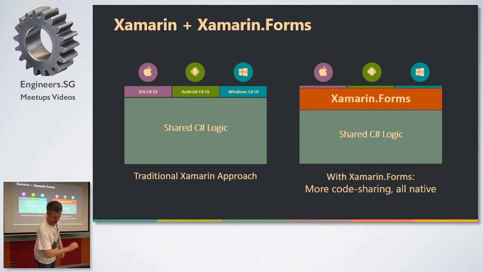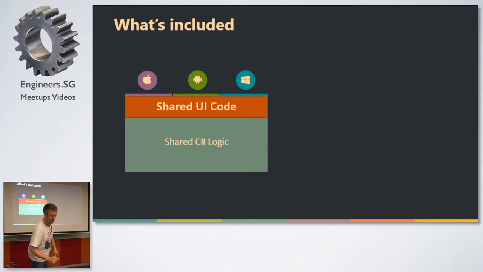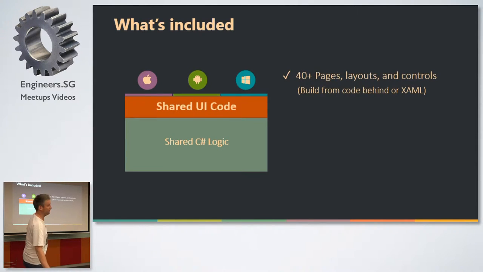No to code behind. There we go. So, what's included? Shared UI code, yes? Oh, yes, here we go. So this is just the stuff you're getting for free with Xamarin Forms. So 40 plus pages, layouts, and controls built from code behind or XAML. Forget the code behind stuff, we should not. But let's say just XAML. And it's kind of also all those things are extendable.